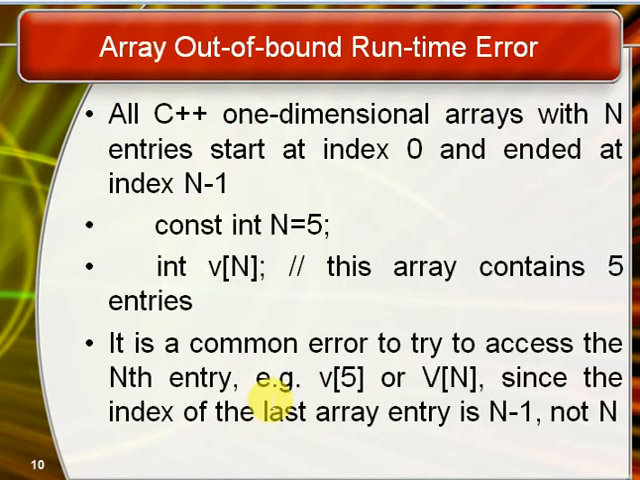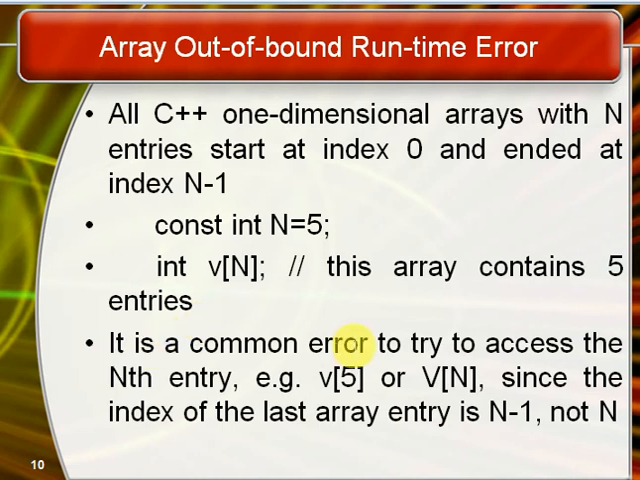Array out of bound runtime error. All C++ one-dimensional arrays with n entries start at index 0 and end at index n-1. Const int n is equal to 5, int v[n]. This array contains 5 entries and the numbering of these 5 entries will be from 0 to 4.